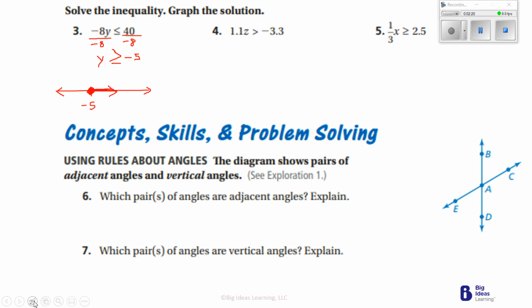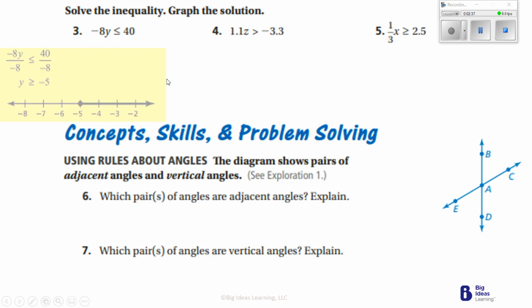So let's see if I get those answers. Remember, y is greater than or equal to -5. Well, let's see what I get here. Y is greater than or equal to -5. Like I said, I'll divide the -8 away. I'll have -5 and then all the numbers that are bigger.